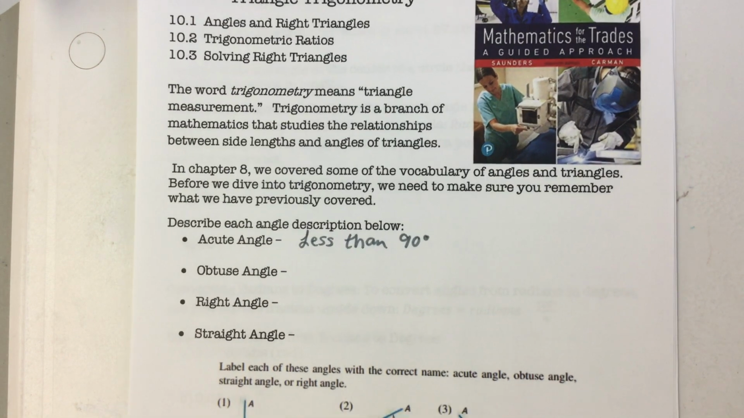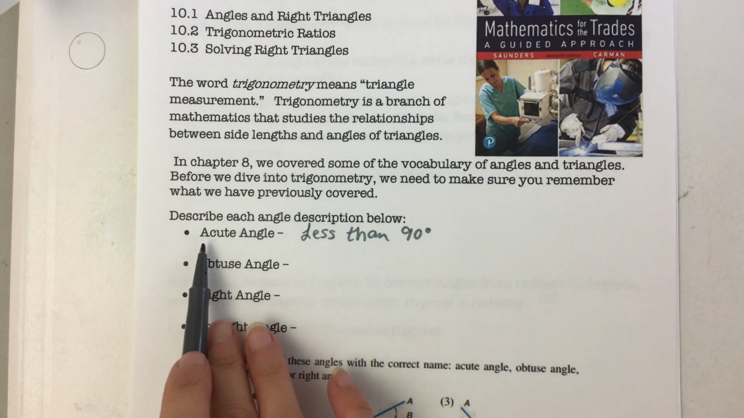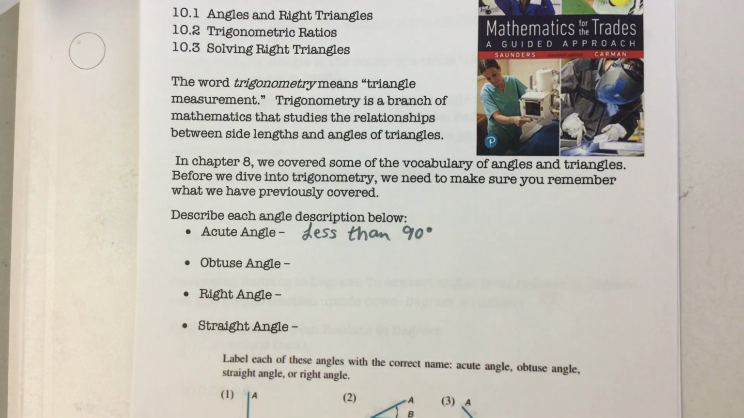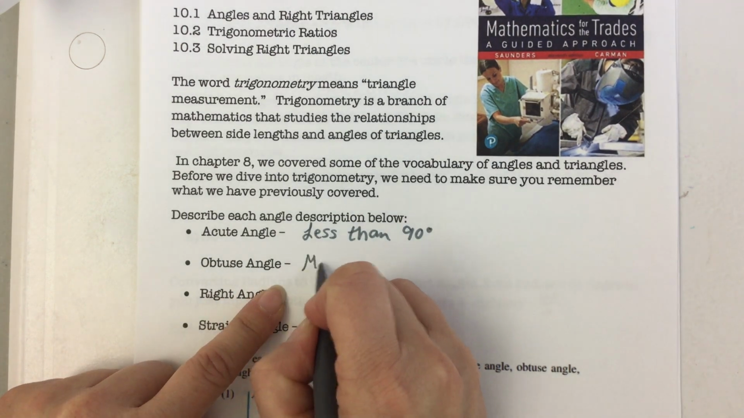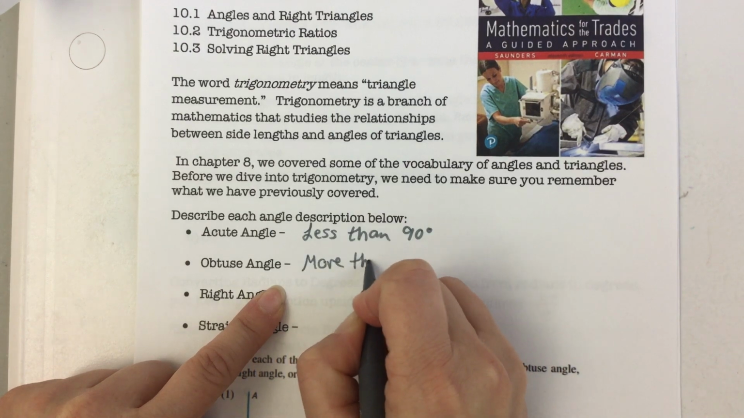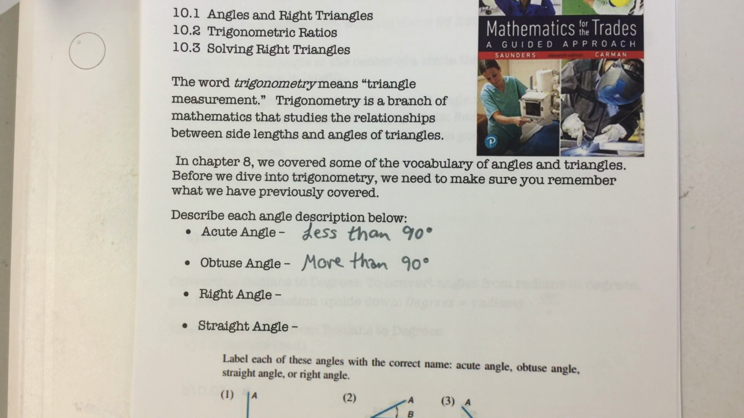When I was younger, I always remembered it as like a cute little puppy. You think it's cute because it's little. Well, it's an acute angle because it's little. It's less than 90 degrees. An obtuse angle is greater than or more than 90 degrees. So an obtuse angle is a larger angle. It is more than 90 degrees, okay?